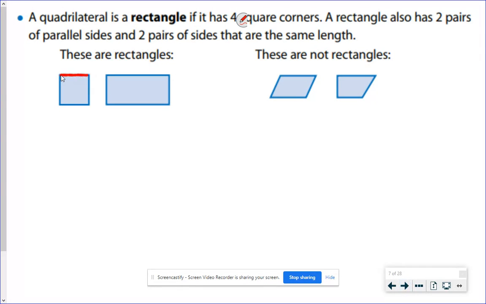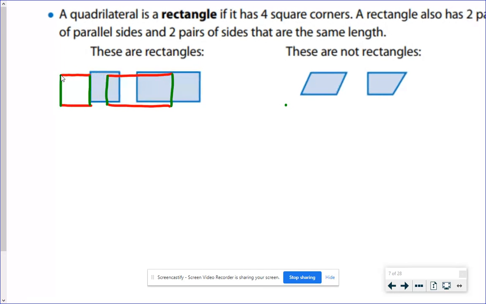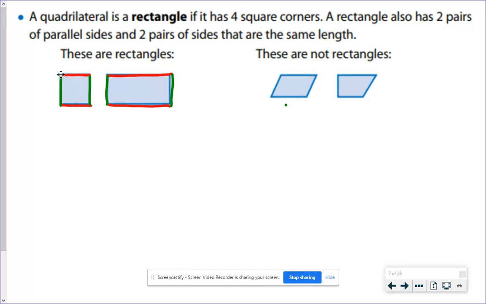This is a pair of parallel sides, and they're the same length. This is a pair of parallel sides, and they are the same length. The reason this is not a rectangle, why do you think that is? Because it doesn't have 4 square corners. Right? Those are not square corners. They're not 90 degrees. They don't make L's going in different directions.